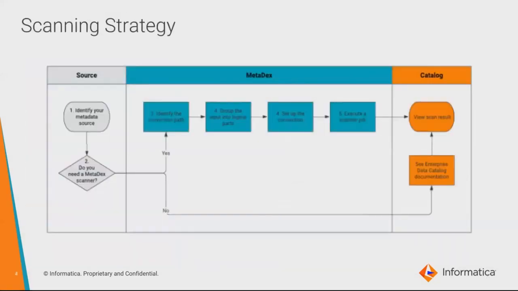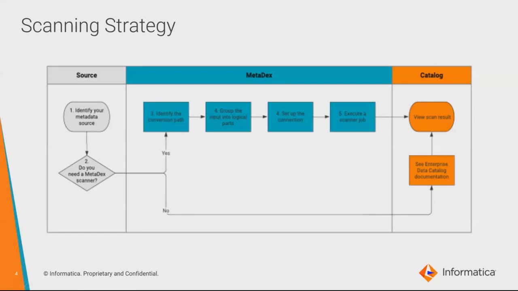Now, scanning strategy. It's a very high level approach I'm calling out here. Whenever you are about to scan something, you have to first identify your metadata source, of course. What is it you're going to scan? There are cases where we have a deprecated approach available through the standard scanner, but we recommend you choose the metadex scanner approach because that is going to have more and more features coming in, will bring in better information from the source system, and will be supported in the long run as well. So the second call here is, do you really need the metadex scanner? If yes, then you have to identify the conversion path.